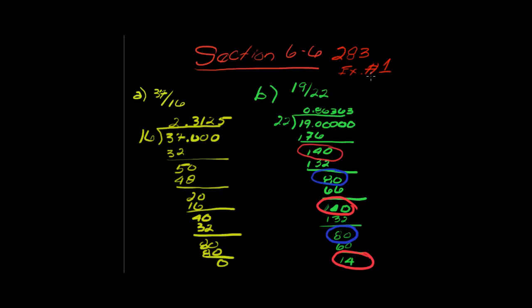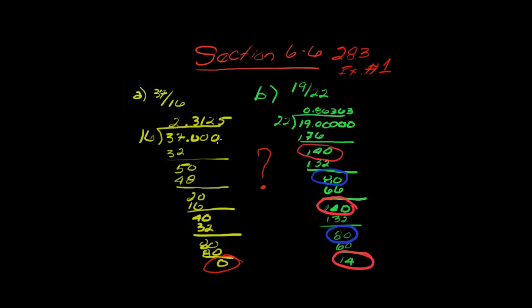The concept of rational versus irrational numbers usually manifests itself when we talk about square roots. Well, that's why we're talking about that in this section. So if you look at example A, we have the fraction 37 over 16, and we do this long division and we get 2.3125. Or we have the fraction 19 over 22. The question is, are either of these rational or irrational?